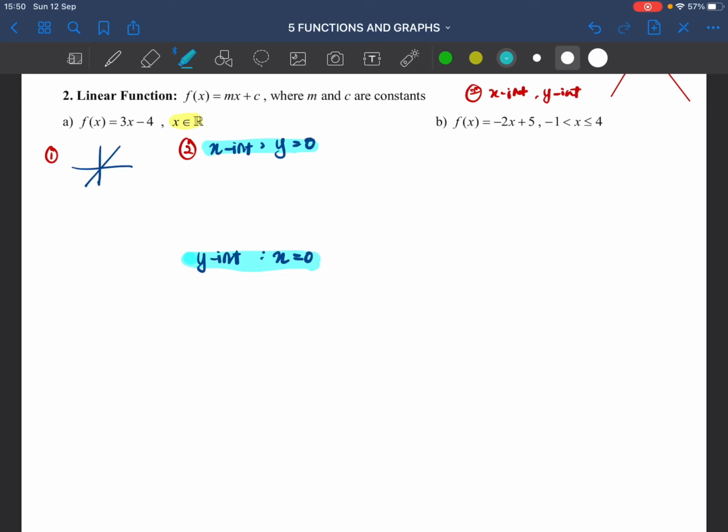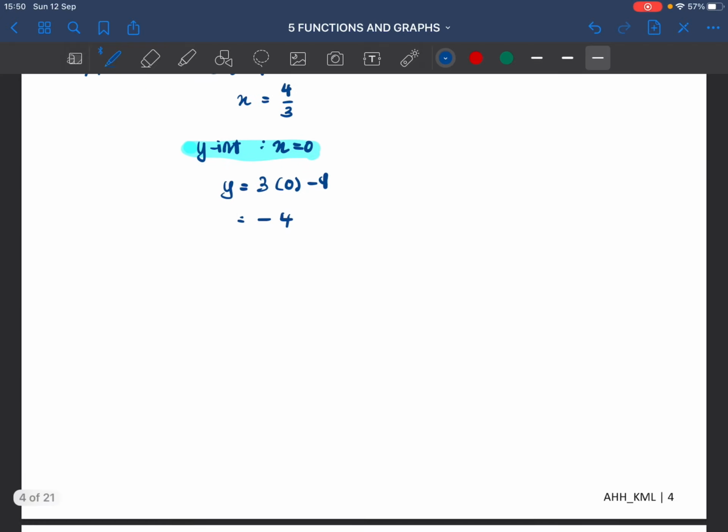Okay, so let's find our x-intercept here. So y is equals to 0, y dengan f(x) benda yang sama lah. So we will have 3x minus 4 equals to 0. And we will have x is equals to 4 over 3. Okay, so y-intercept, y is equals to 3 times 0 minus 4, which is we're going to get negative 4. Okay, so we have everything that we need. So let's draw our linear function.